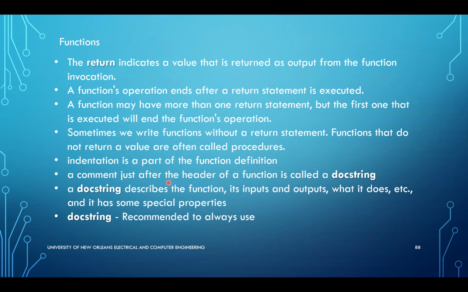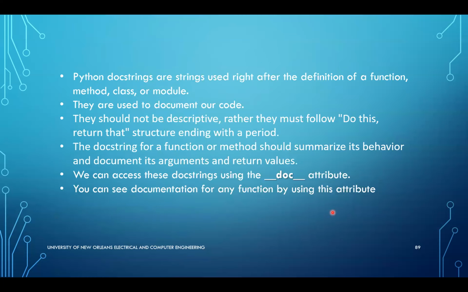A comment used after the header of a function is called a docstring. We'll see examples of that in just a minute. A docstring describes the function, the inputs and outputs, what it does, etc. It includes whatever information you want to know about the function, and it has some special properties. It's always recommended that we use a docstring. We'll see examples of this, so you'll see what that means in just a minute.